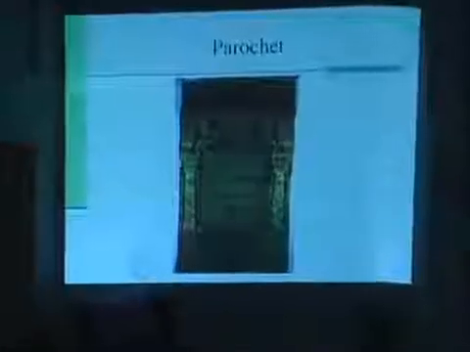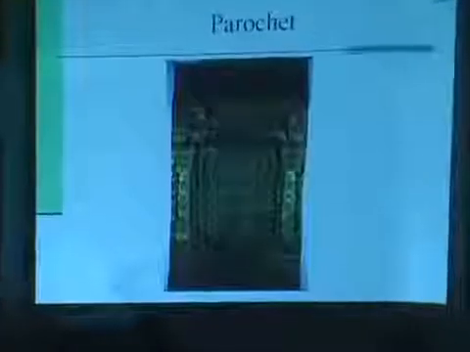This is a picture of a parochet. As you can see, the parochet, depending on who made it, also had various styles and colorations and designs.